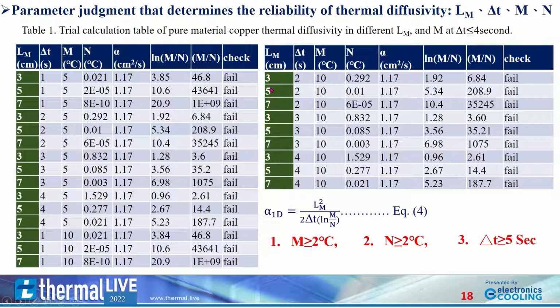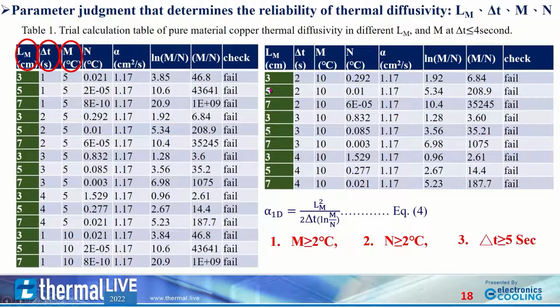So 2 degrees C is taken as a minimum identification degree. If the measurement time is too short, the error rate is higher. Therefore, the measuring time taken is at least 5 seconds. Table 1 is the trial calculations table of pure material coupled thermal diffusivity in different measuring distance, LM, and M, and delta T is less than 4 seconds.